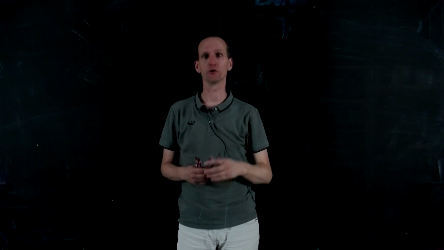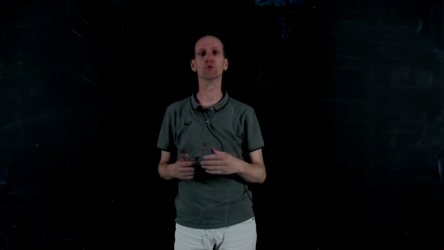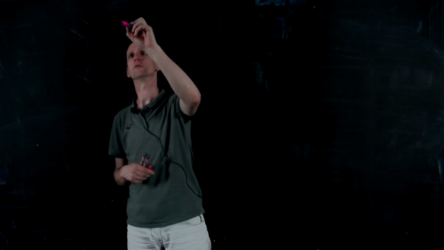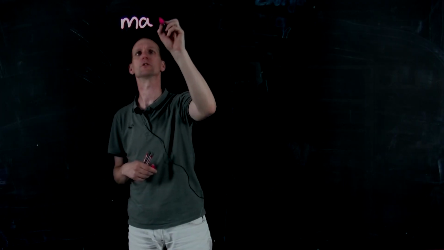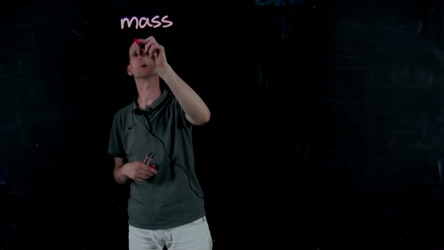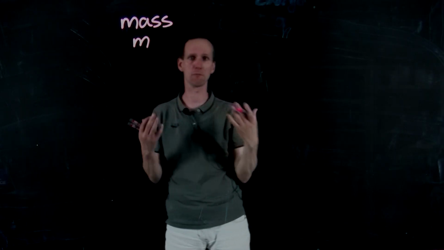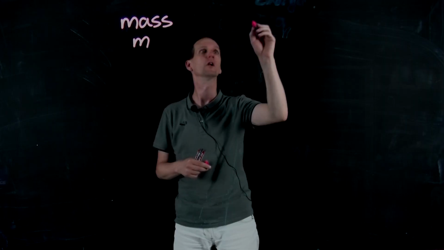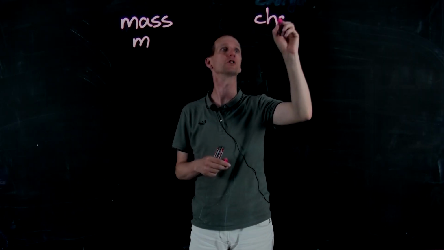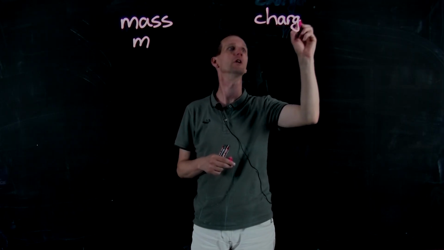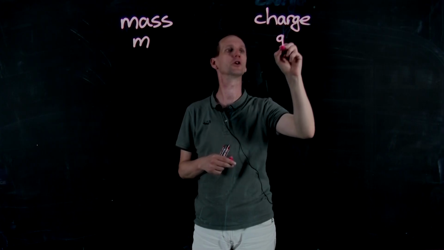If we look at materials from a physics perspective, there are two main properties. One is very familiar, the mass of an object. The mass we typically denote with the letter m, and we measure it in kilograms. The other property is the charge. And the charge I will denote with the letter q.